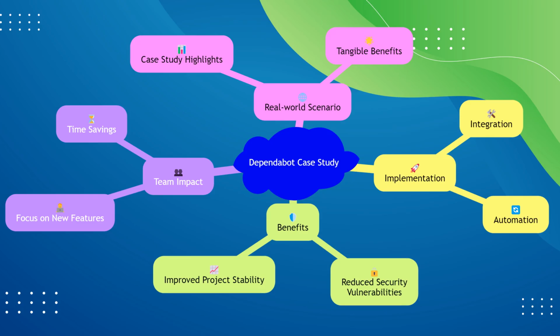Consider a case study of a software development team that successfully implemented Dependabot. The team was struggling with managing numerous dependencies across multiple projects, leading to frequent security vulnerabilities and compatibility issues. By integrating Dependabot, they automated the process of monitoring and updating dependencies. This resulted in a significant reduction in security vulnerabilities and improved overall project stability. The team could focus more on developing new features, knowing that Dependabot was handling dependency management. This case study highlights the tangible benefits of using Dependabot in real-world scenarios.